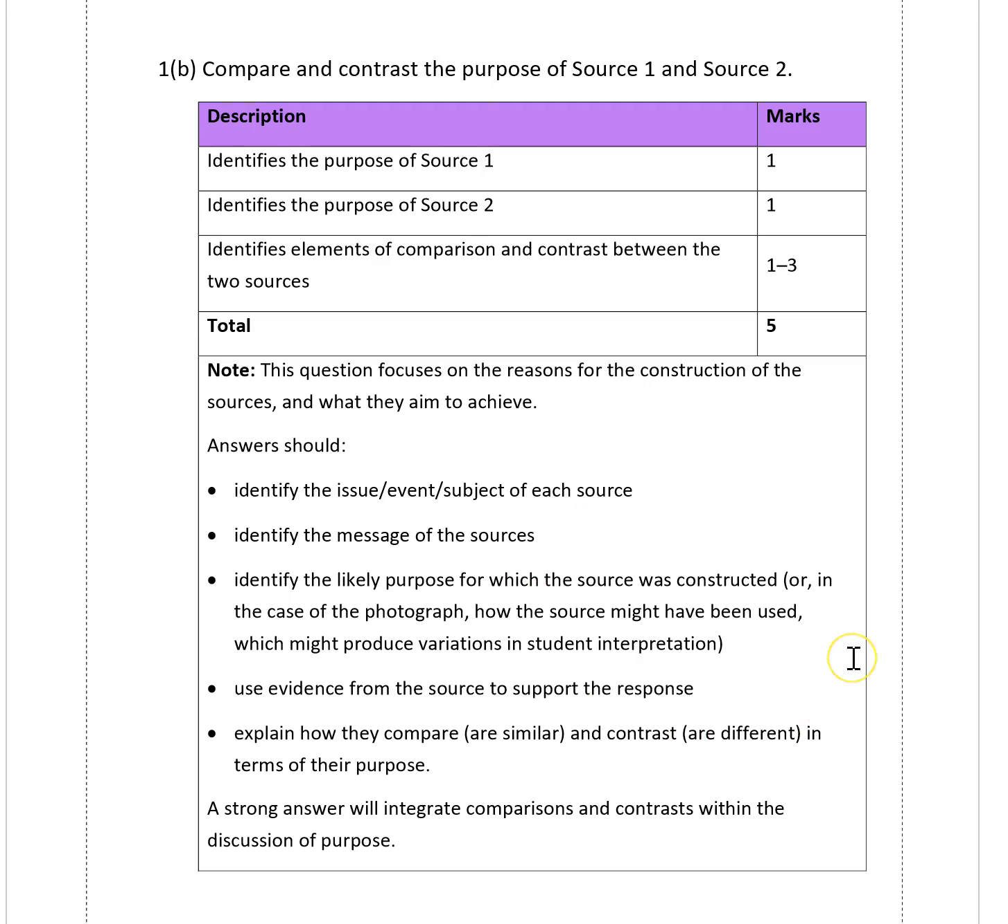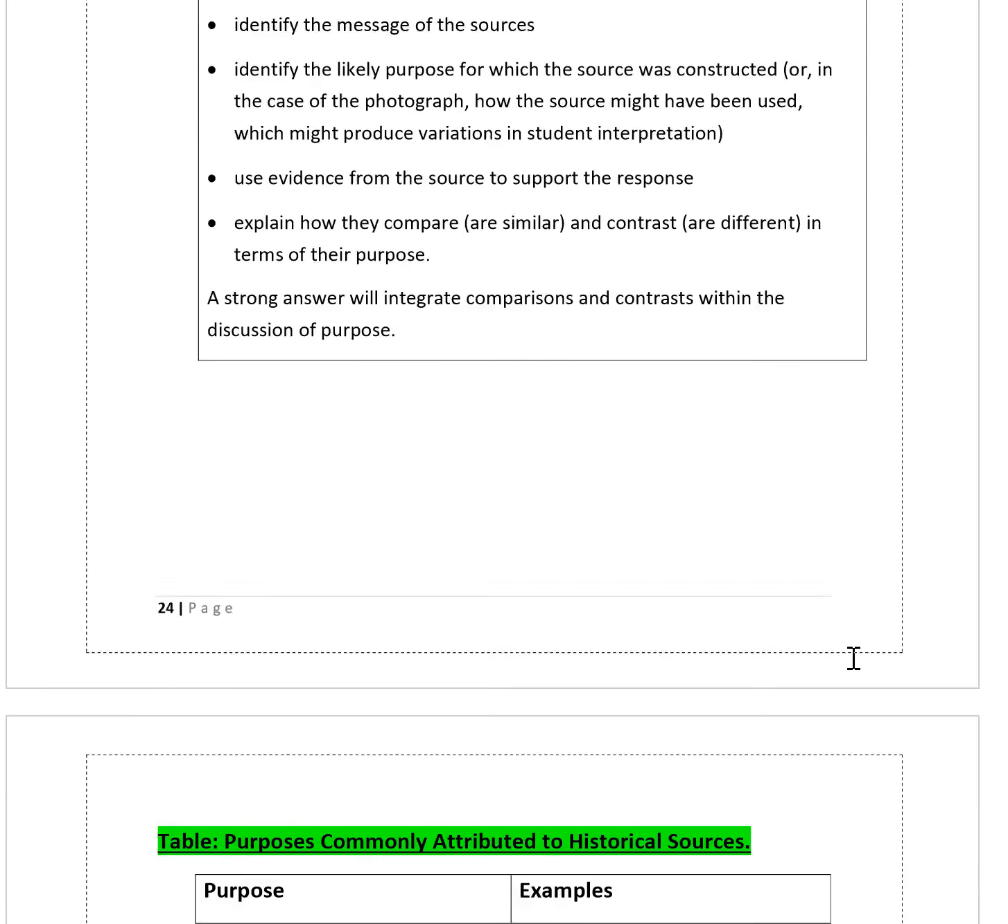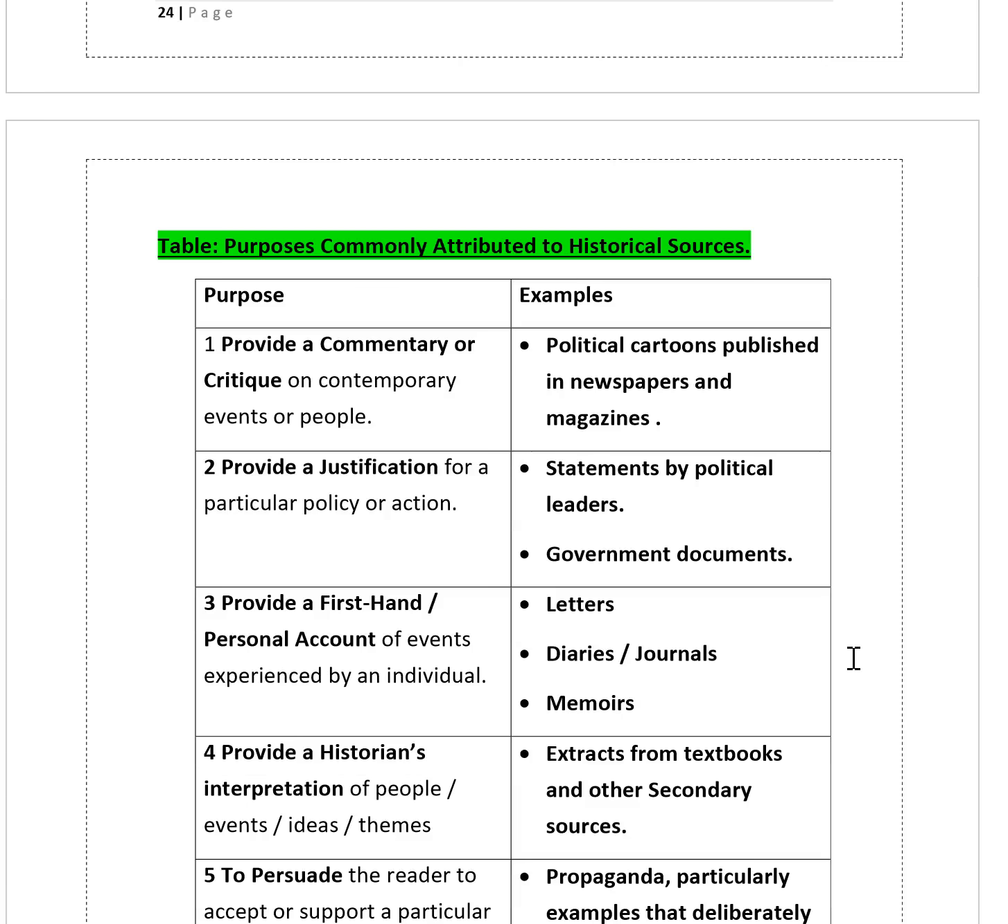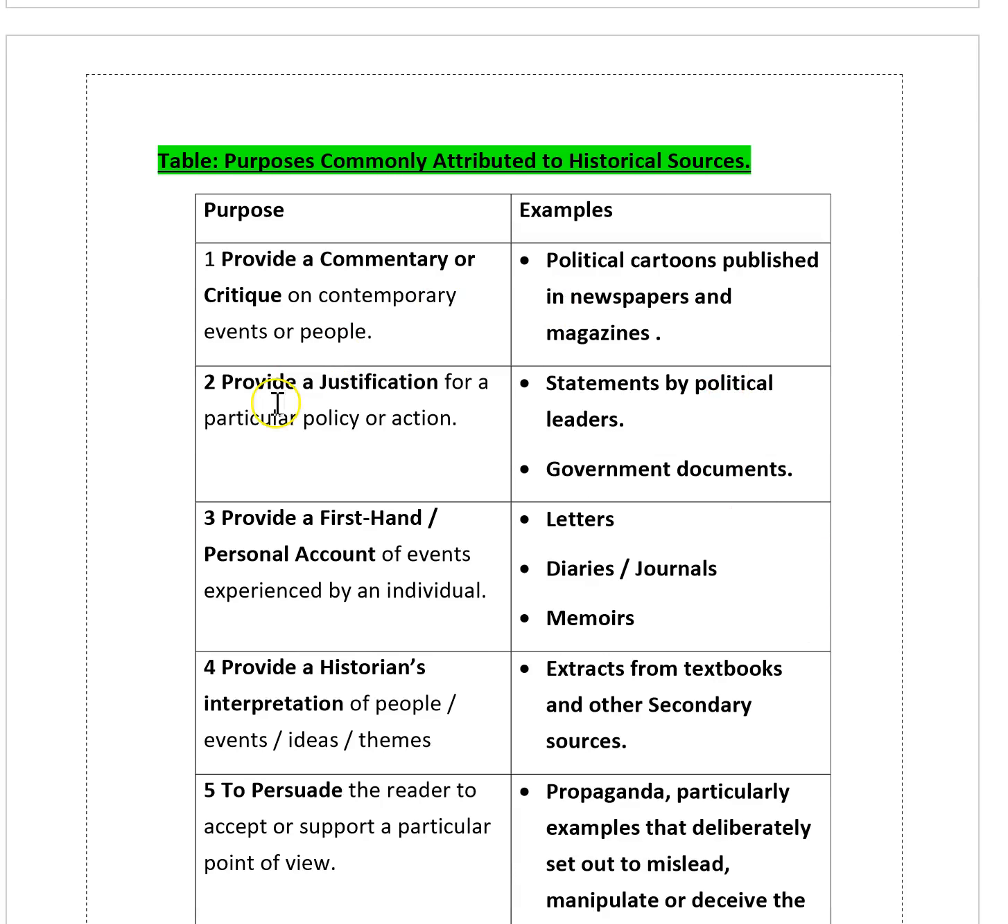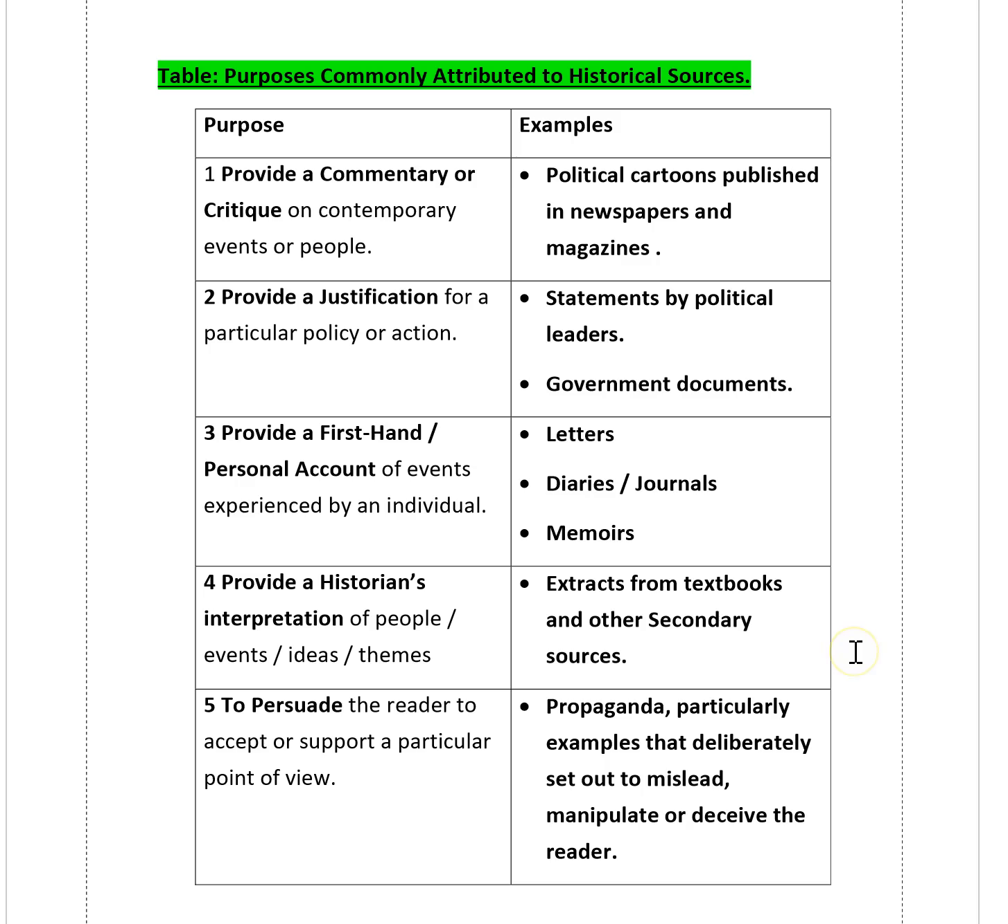So let's just go on down to likely purposes. There's a nice table here. We've already gone through this one, but basically, this is a good guide. What you don't want to get into the habit of is saying the purpose of this is to show, because sometimes the purpose is not ever just to show something. It might be to inform, but that's usually more of an educational aspect.